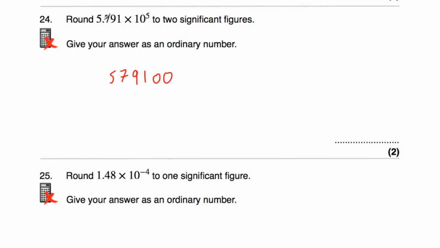So we could move all the digits 5 columns to the left. Some people like moving the decimal point to the right, so that means that we'd move it 5 places to the right, so it would go 1, 2, 3, and then you put on 2 zeros. So we've written this standard form number as an ordinary number.